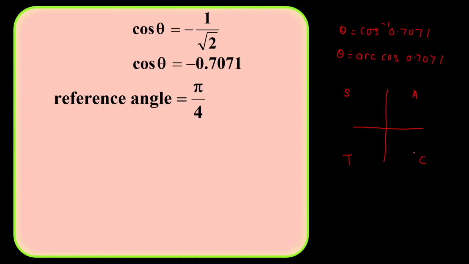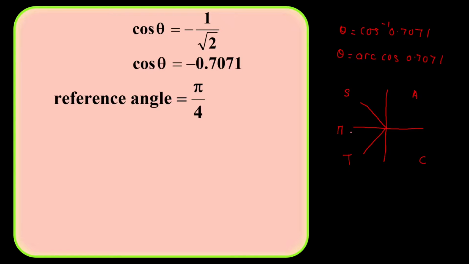So now we want our cos to be negative 0.7071. We want a negative value of cos, which will be in this position, in quadrant 2 and quadrant 3. So the reference line is going to be this value here, which is pi over 4.